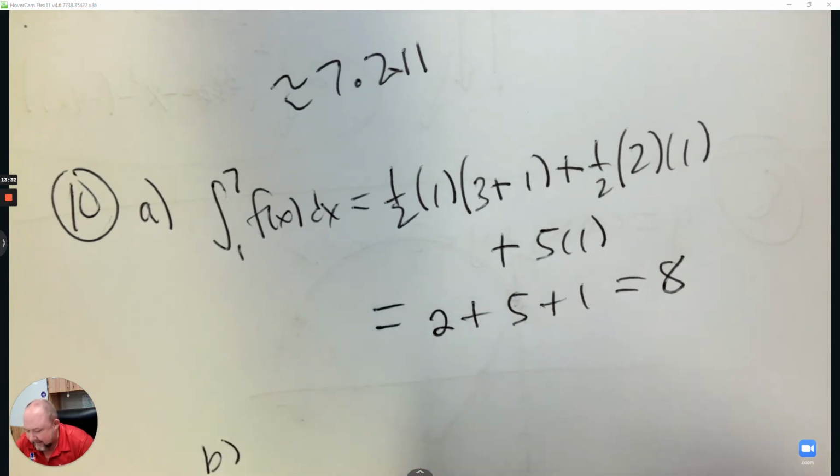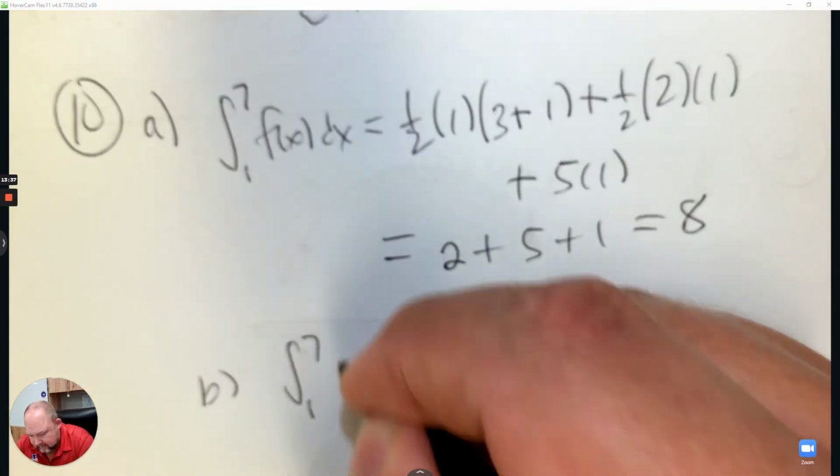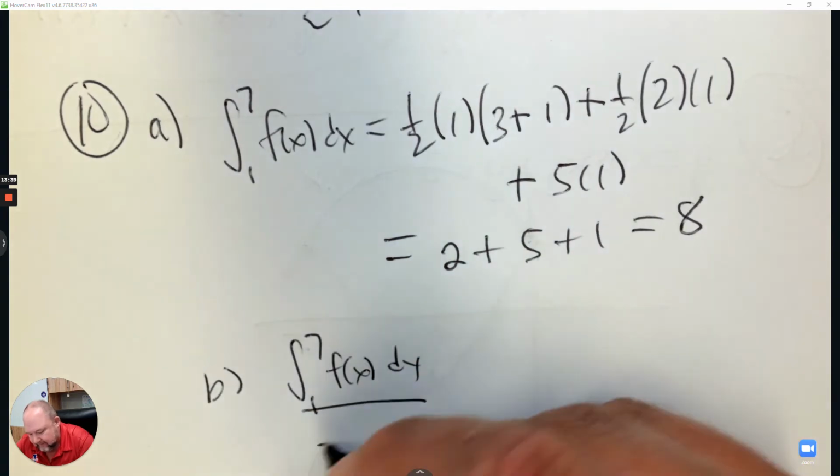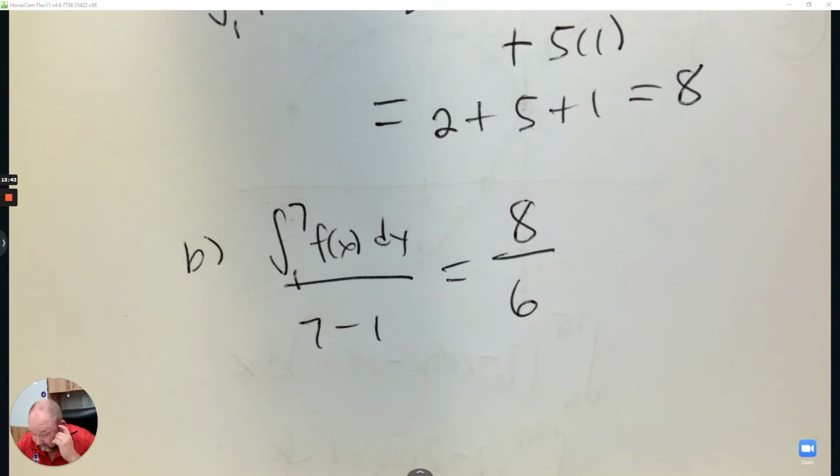10b, determine the average value from 1 to 7. So average value, you integrate, wait, I just did that, and then divide by the difference of the bounds. So that would be 8 divided by 6. Don't reduce it down.